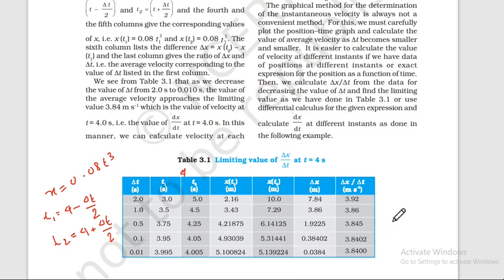In the next video we'll discuss how we can handle these problems of instantaneous velocity by just using calculus. It will be much easier, but for understanding what it means, we have to know what it means graphically and what it means numerically. So we understood the graphical representation of instantaneous velocity as well as the numerical representation. Hope you have understood it and you enjoyed it.